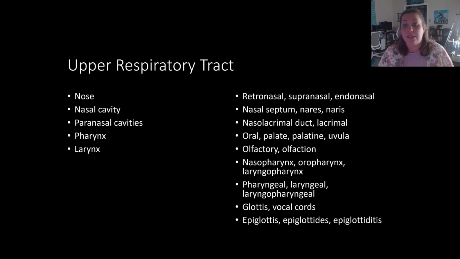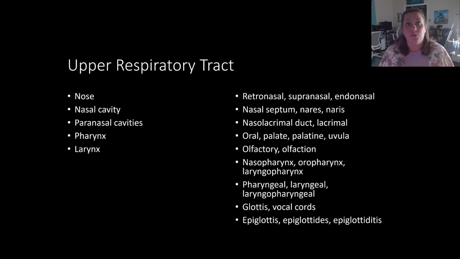We also have the glottis, and the epiglottis, which pertains again to that area and where that structure would cover. It's above, next to the glottis area, which is the voice box, and it covers up the trachea to allow food to go down the esophagus. We also have the vocal cords in this area, and they vibrate as air comes across. And epiglottitis is where that structure, the epiglottis, gets inflamed.